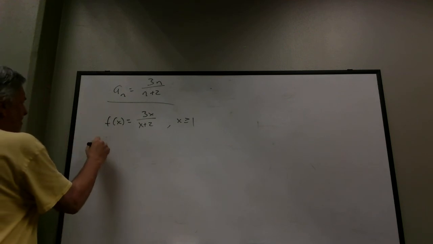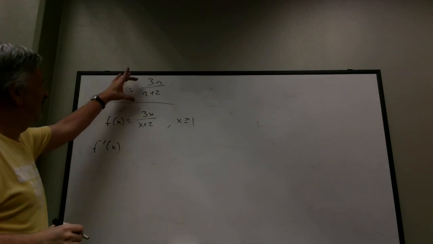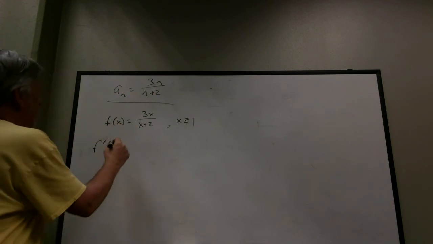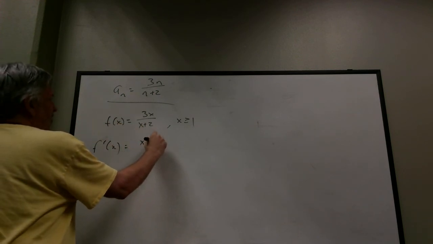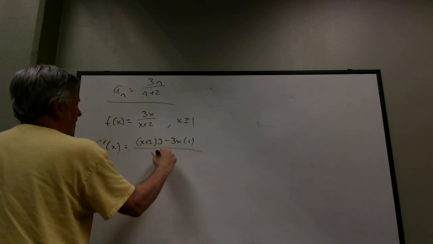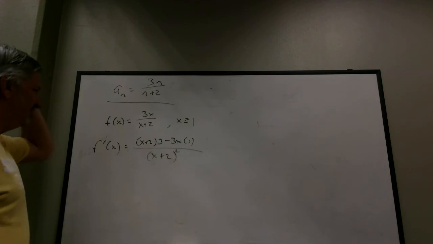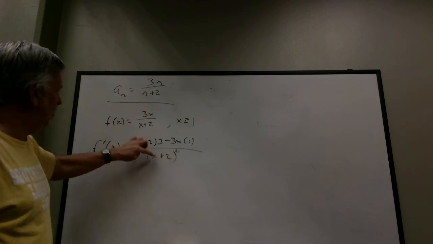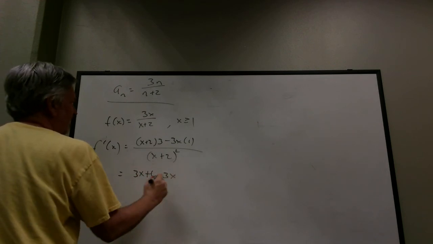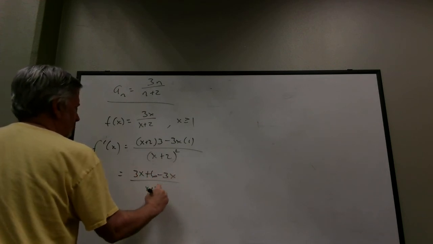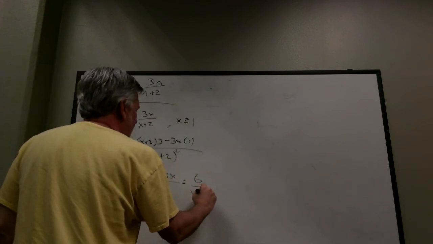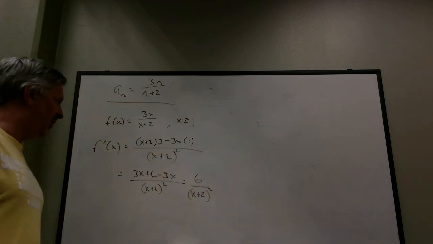Let me take the derivative. So I hope you understand why I rewrote it, because we're not used to thinking of derivatives of sequences. I mean, that technically doesn't make sense. So I rewrote it as a function. So it's quotient rule: bottom times derivative of the top, minus top times derivative of the bottom, all over the bottom squared. Let me simplify. I get 3x plus 6 minus 3x. So I'm just getting 6 over x plus 2 squared. Okay, no problem.